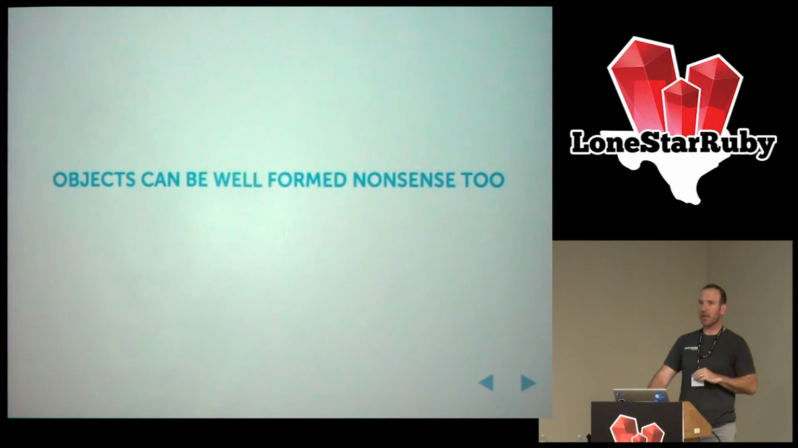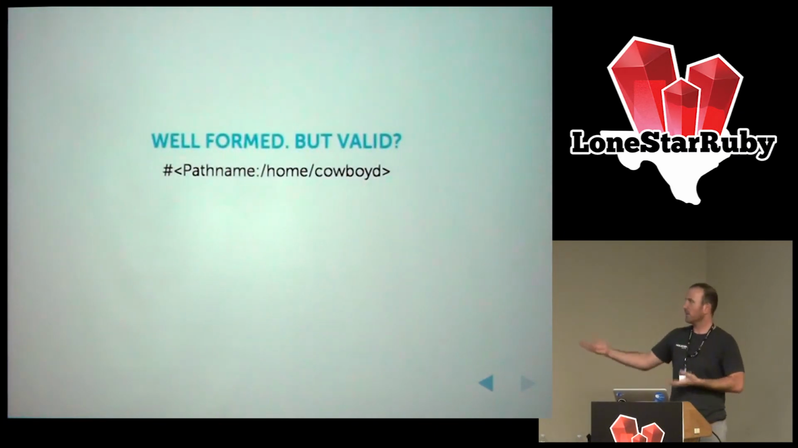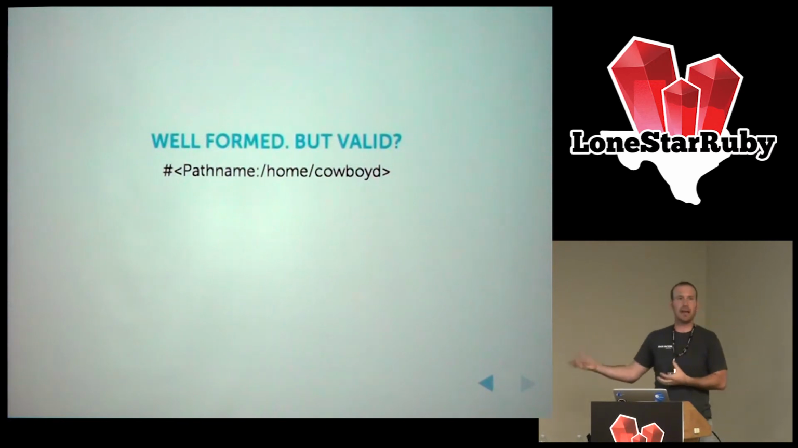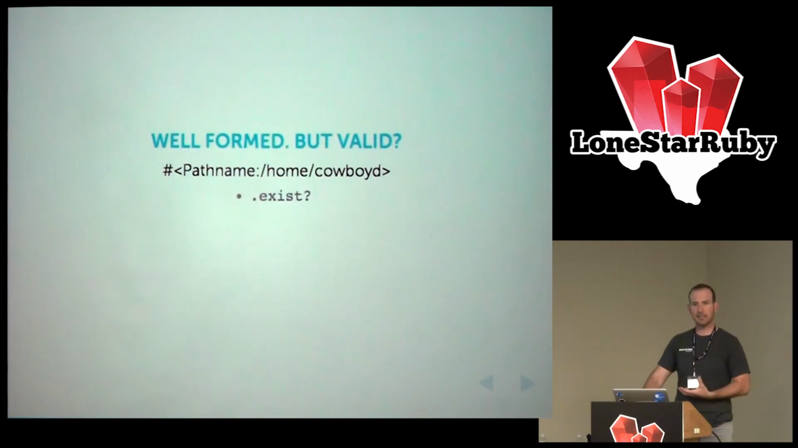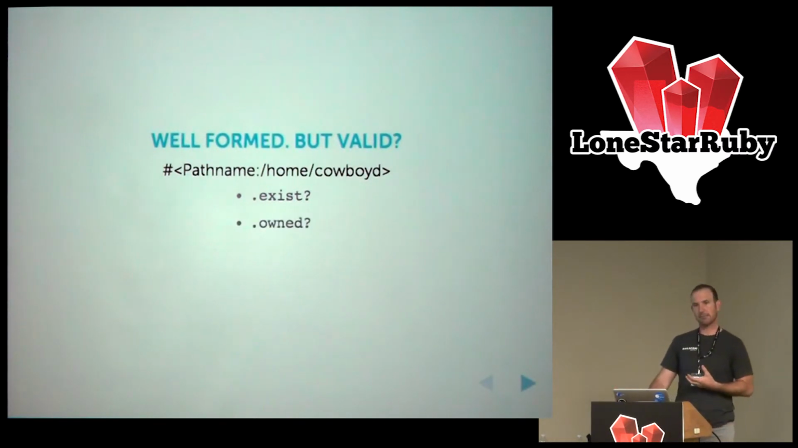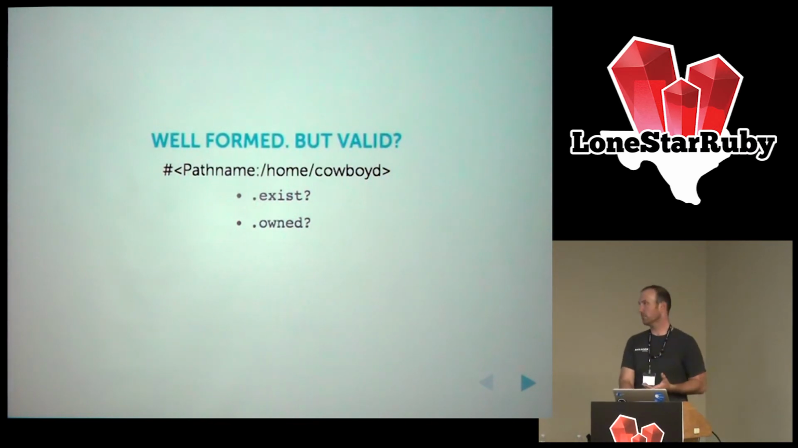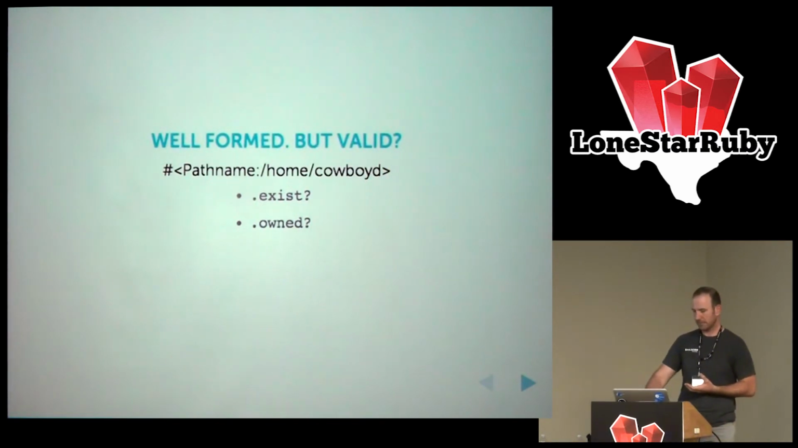So the same applies to objects and in different contexts. So to use the path name, once we've got this well-formed path name object, the questions we then want to ask are, does this exist on disk? Or, do I have permissions to write to it? Which I may or may not, depending on the context.